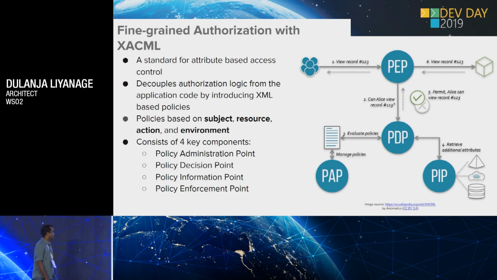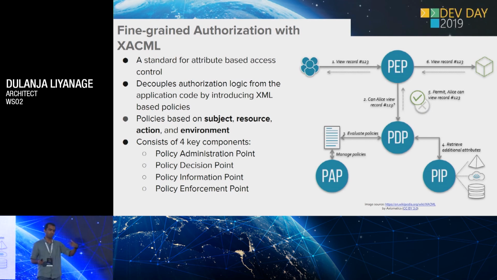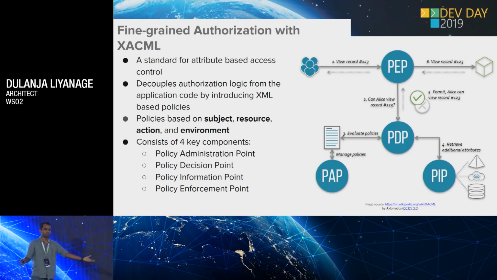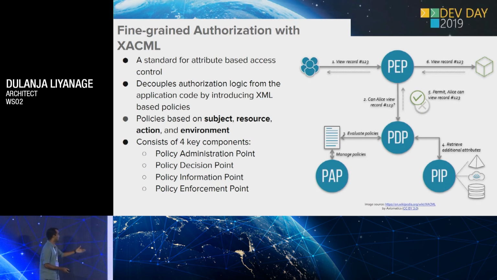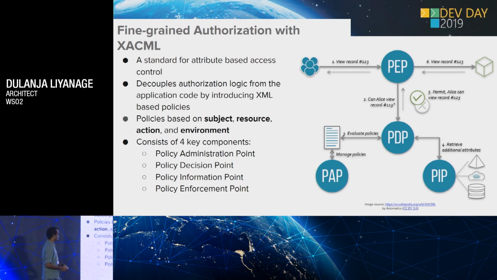So these policies are based on a subject, resource, action, and environment. So basically, what I can do on some data or some resource, right? Subject is me, resource is the endpoint you're trying to call, action is read, write, post, get, and environment is some contextual information regarding that communication. So it consists of 4 key components.